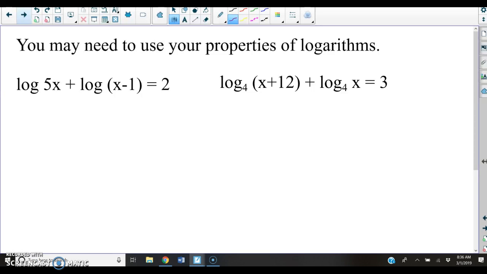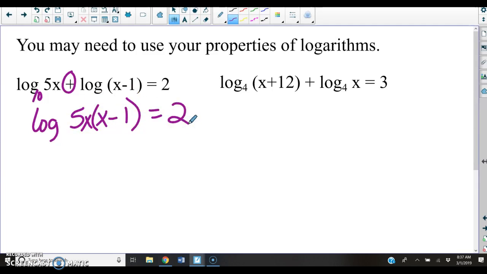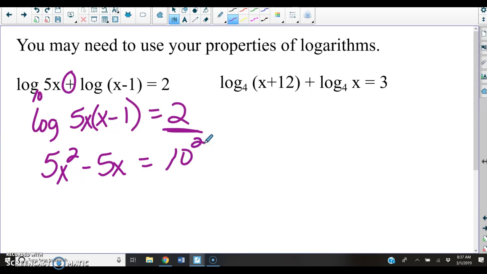Okay, remember if there's no base written, this should be base 10. But I want you to realize that, and I'm not going to always put it in because I want you to remember. Okay, what do you do when there's a plus? Think back to the previous lesson where we talked about the properties. The properties would say that means you were multiplying those things in the logarithms. So when I rewrite this as an exponential, because this side doesn't have a logarithm, I'm going to have 5x squared minus 5x equals 10 to the 2, or 100.